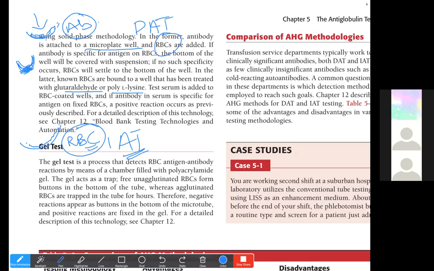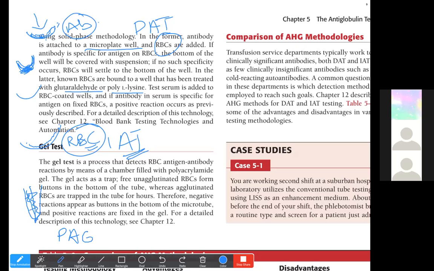Then the gel tube test is a process that detects RBC antigen antibody reaction by means of a chamber filled with gel. So here we had the wells which were coated, now here we have chambers. Basically, these are cuvettes in which the reaction takes place. There's a chamber filled with polyacrylamide gel, and the gel acts as a trap. Here, the free unagglutinated RBCs form buttons at the bottom of the chamber, so if they are able to pass through the gel, they will form buttons at the bottom.